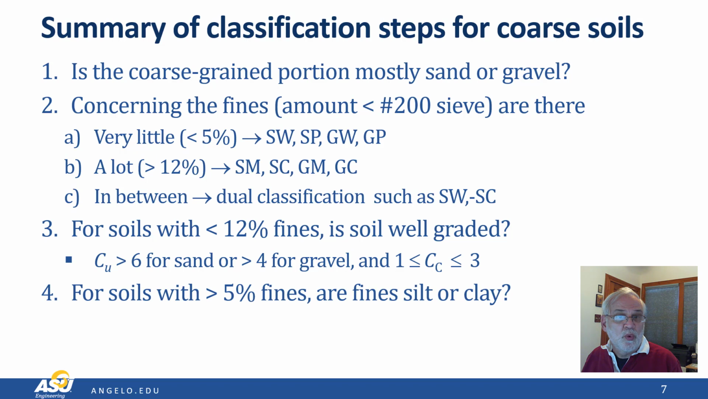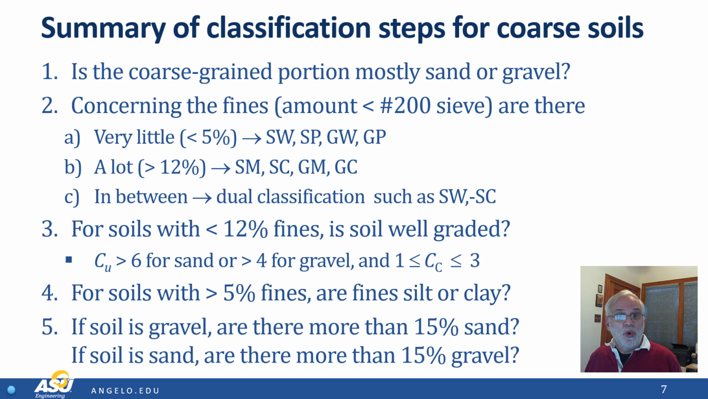In the fourth step, we'll look at the fine material for soils with more than 5% fines to determine if it's clay or if it's silt. And in the final step, we'll ask if there's more than 15% sand in a gravel or more than 50% gravel in a sand. Once we've completed all 5 steps, we can complete the classification and give the soil both its 2-letter group symbol and its full group name.